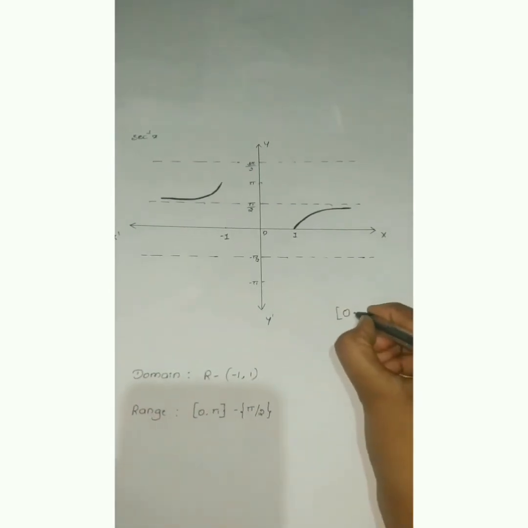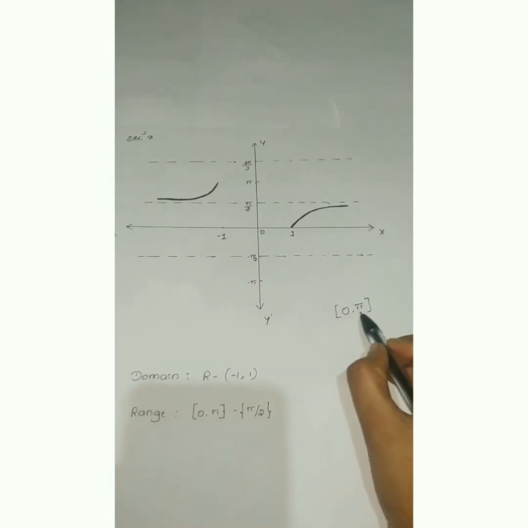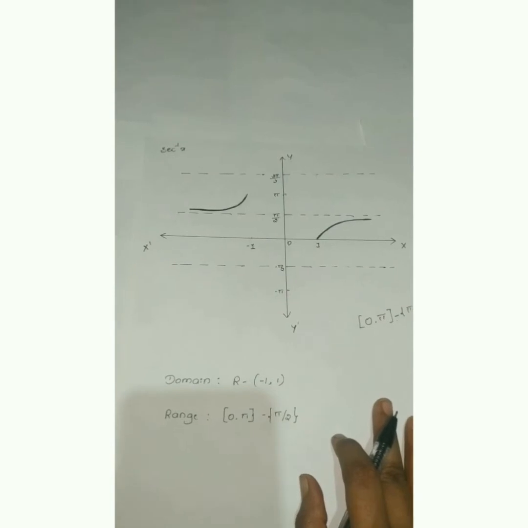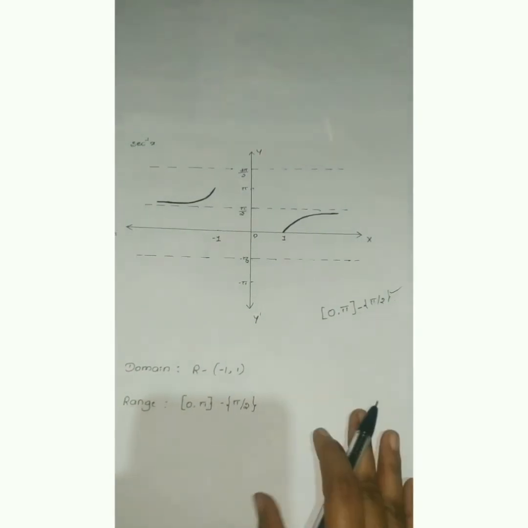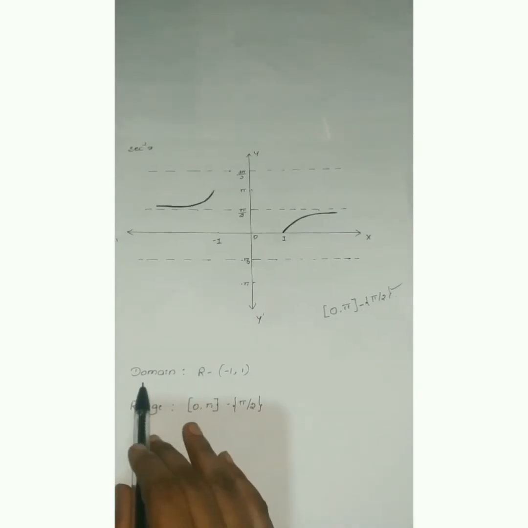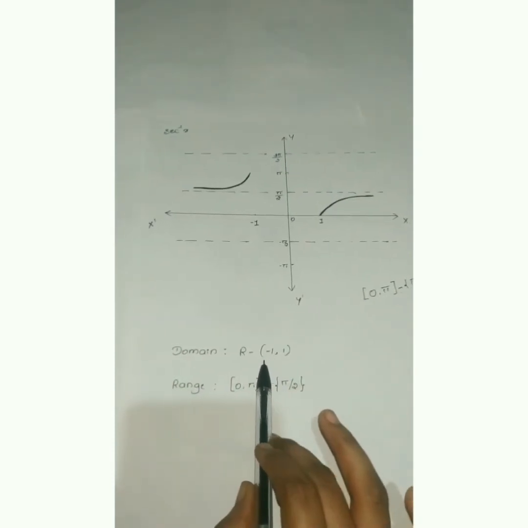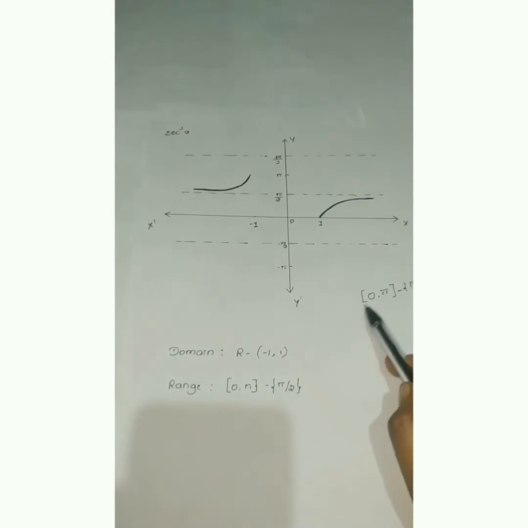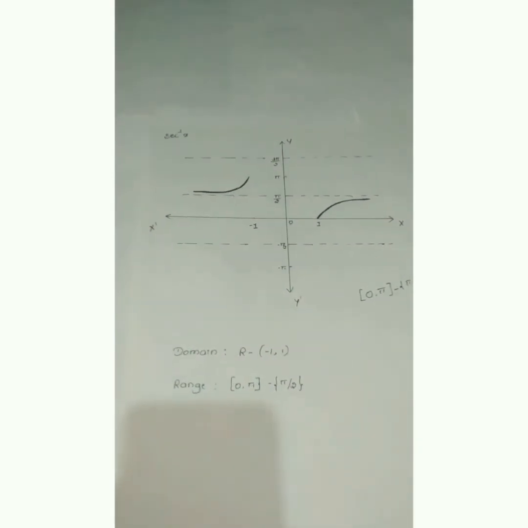The branch with a range closed interval 0 to pi except pi by 2 value is called the principal value branch of the secant inverse. This is the principal value branch. So therefore, the domain of the secant inverse function is all real numbers except the open interval minus 1 to 1. The range of the secant inverse function is the closed interval 0 to pi except pi by 2 values.